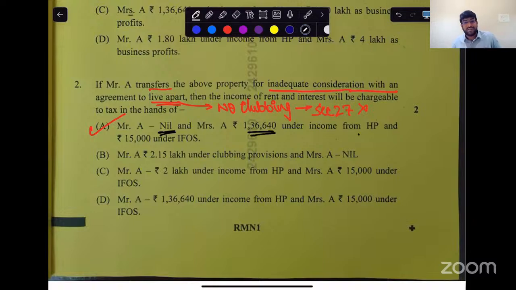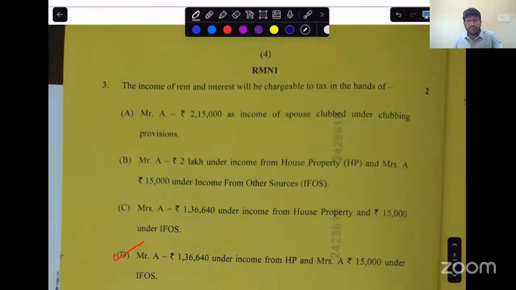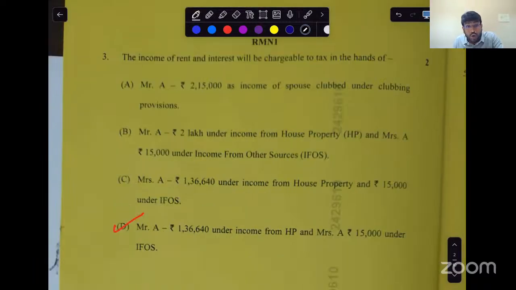So the answer is straight away option A, my dear friends. Next, third bit. Income of rent and interest will be chargeable in the hands of whom? That means this is a straight question without talking about the concept of deemed owner, my dear friends. That is what you have to understand, that this is without talking about the concept of deemed owner.